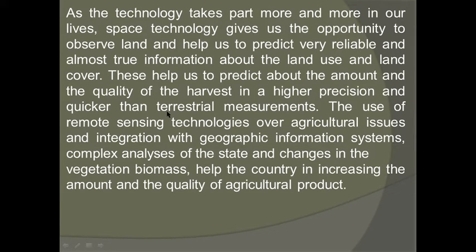than terrestrial measurements. The use of remote sensing technologies over agricultural issues, and integration with geographical information systems, allow complex analysis of the state and changes in the vegetation biomass, which helps the country in increasing the amount and the quality of agricultural product.